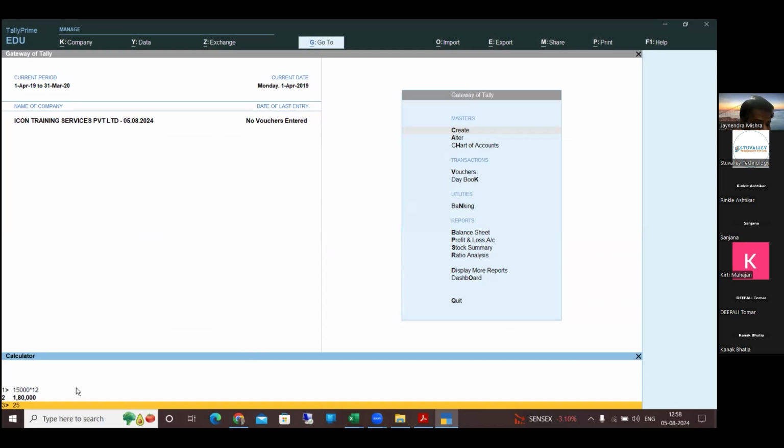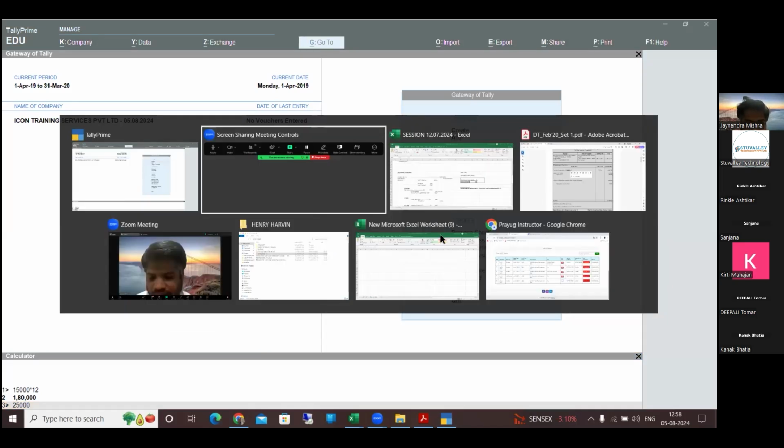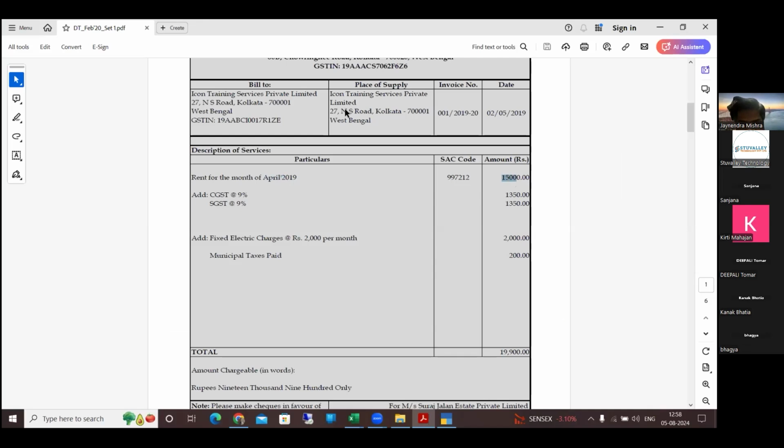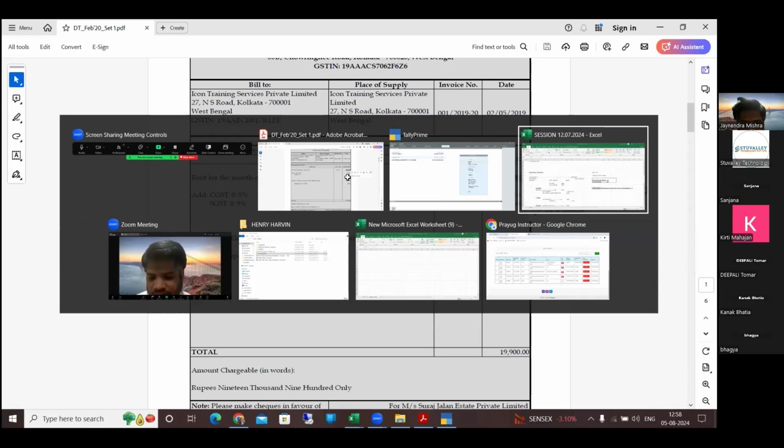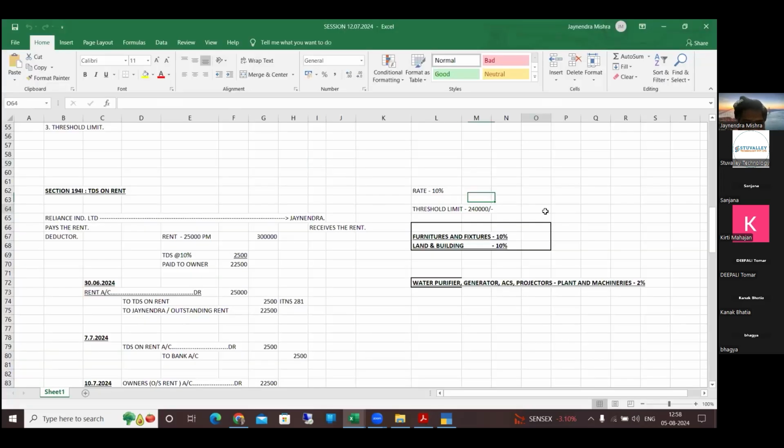We'll make certain changes, friends. Instead of 15,000, we'll assume that rent is 25,000. If the rent is 25,000, now please check. In a financial year we have 12 months, April to March, so it is 3 lakhs. Yes, friends, now TDS is applicable. How much TDS do we have to deduct?